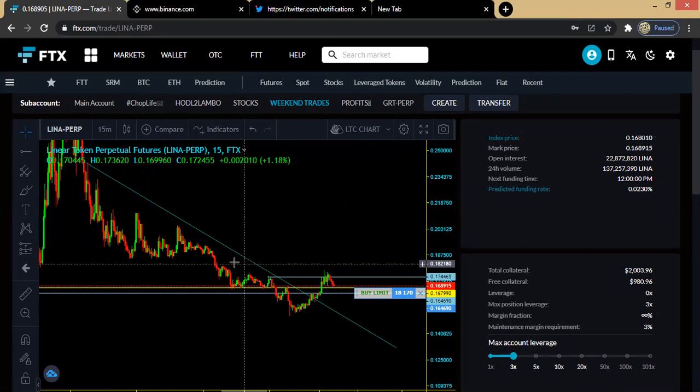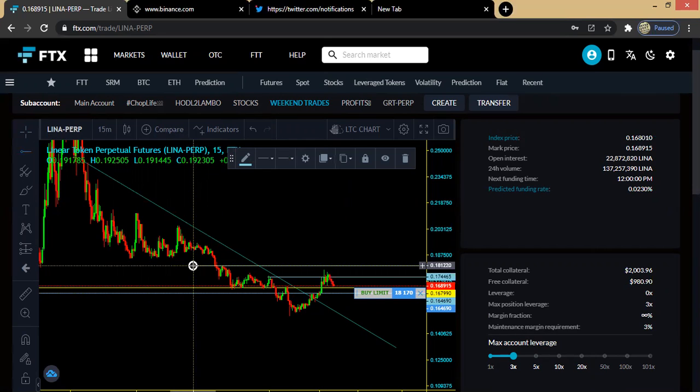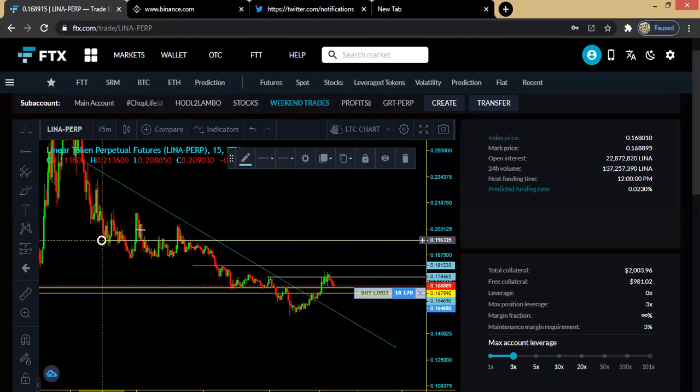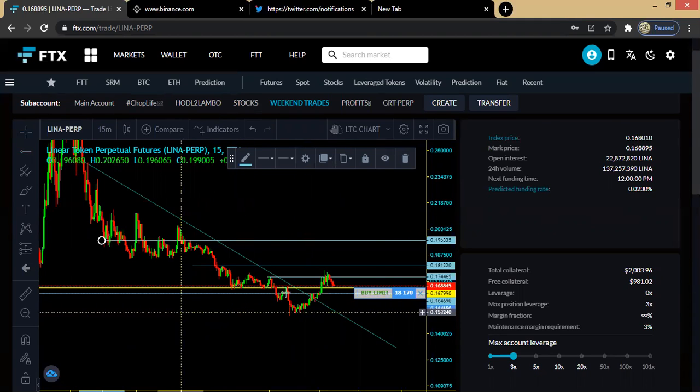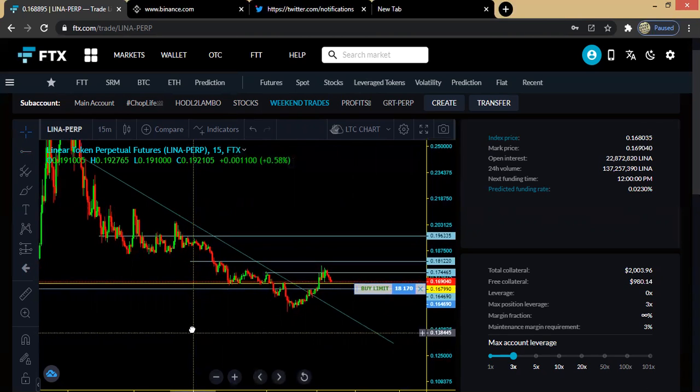Okay, target number two. I could also take profits here. That's target number two. Target number 3. All right, so what it shows is that I have 3 targets. I have 1, 2, 3 targets. So how do I take that profit?